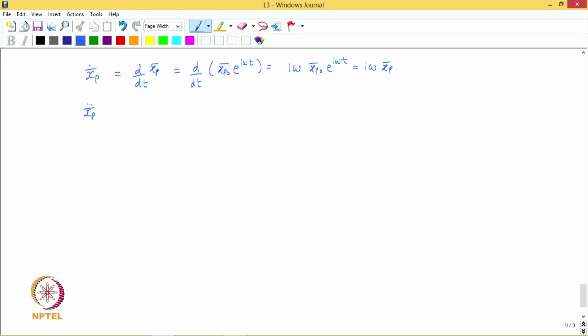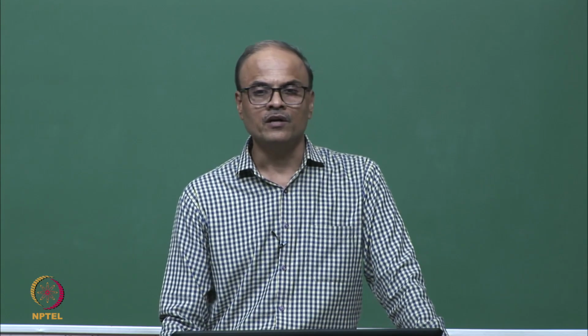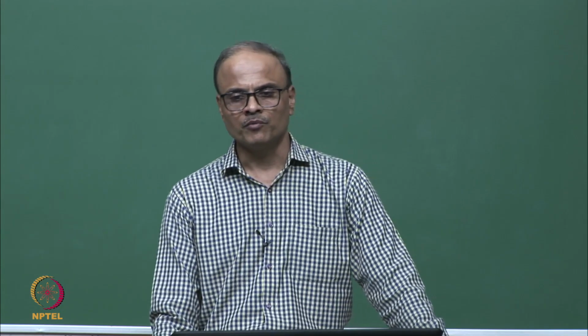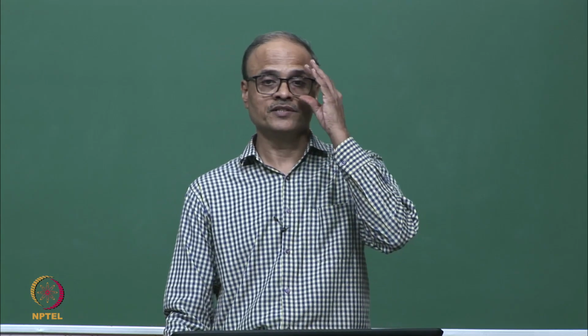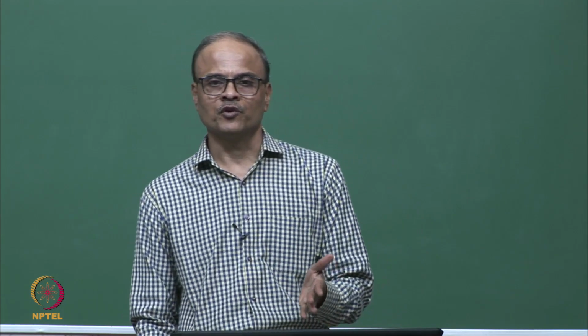And if I want to differentiate it twice, I can repeat this process and multiply xp bar dot again by i omega, which gives minus omega square xp bar. That is the advantage of this complex exponential method, that the differentiation can be carried out very easily. So, the mathematical process of finding the solution becomes easier.